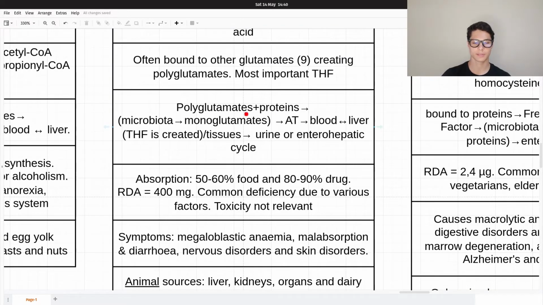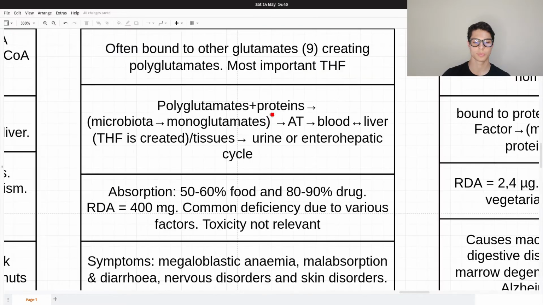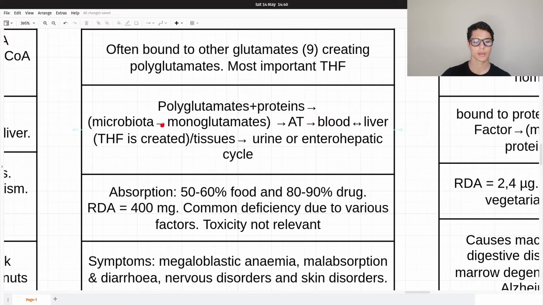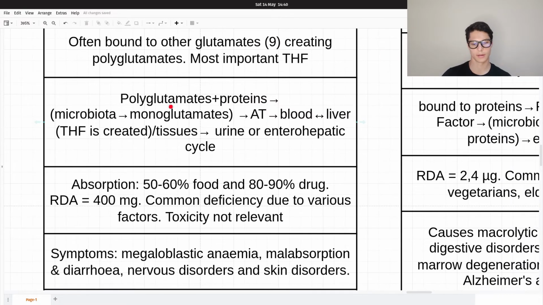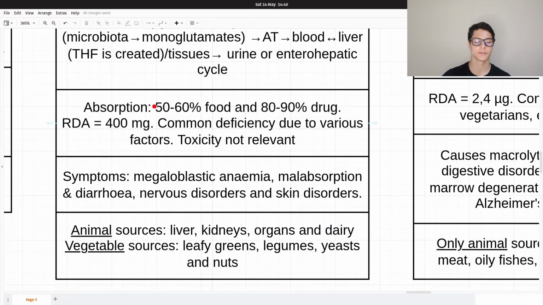So we have the polyglutamates, which are bound to proteins. And the microbiota also creates monoglutamates. These are absorbed by active transportation and they get inside the bloodstream and then go to the liver. In the liver, the tetrahydrofolate is created and then it can go to the tissues. The elimination is via the urine or the enterohepatic cycle in the feces through the bile. The absorption is 50 to 60% in food and 80 to 90% as a drug.